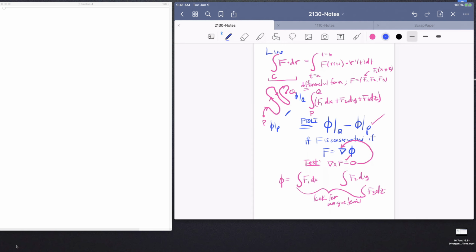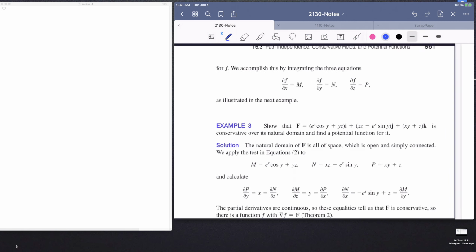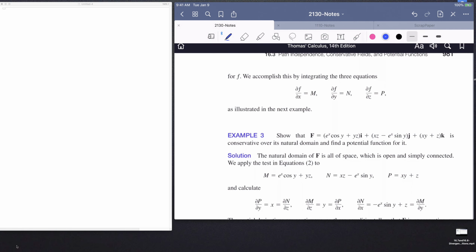So once we knew our curl operation, we were able to return to the line integral of vector fields and do the fundamental theorem of line integrals. Okay, so let's look at an example of this problem. So this is just an example we had from the textbook. They want you to show that this given vector field is conservative.